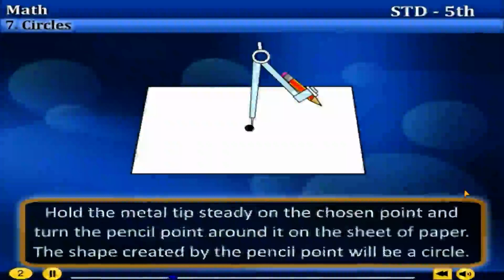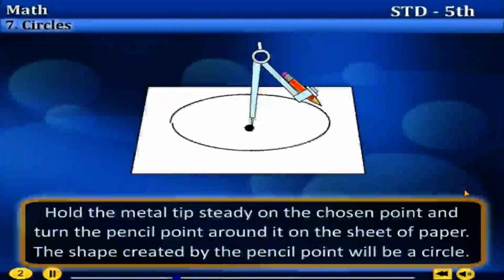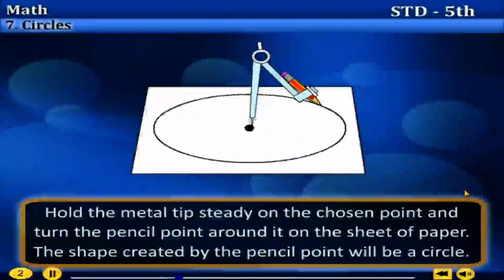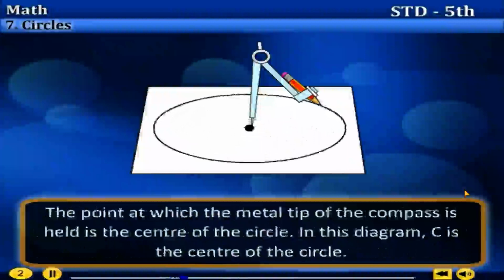Hold the metal tip steady on the chosen point and turn the pencil point around it on the sheet of paper. The shape created by the pencil point will be a circle. The point at which the metal tip of the compass is held is the center of the circle. In this diagram, C is the center of the circle.